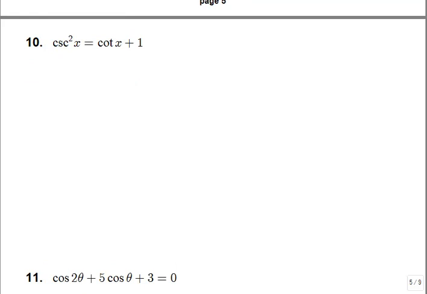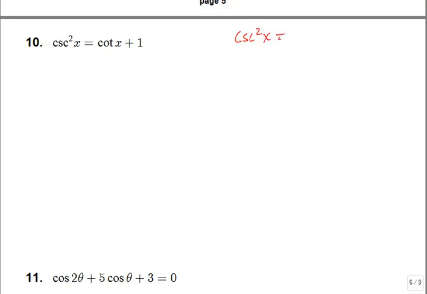Okay, next example, cosecant squared x equals cotangent x plus 1. So here we have a mixture of a cosecant and a cotangent. This is one of those problems where it's probably a good idea to make the kind of trig function that you see in the problem consistently the same. So either turn these both into cosecants or both into cotangents. And in this case, it's easier to turn the cosecant squared into a cotangent because we have that Pythagorean identity for cosecant squared. Remember how it goes.